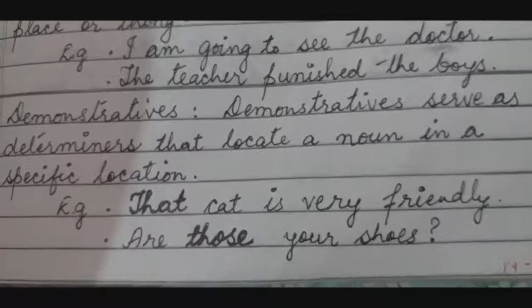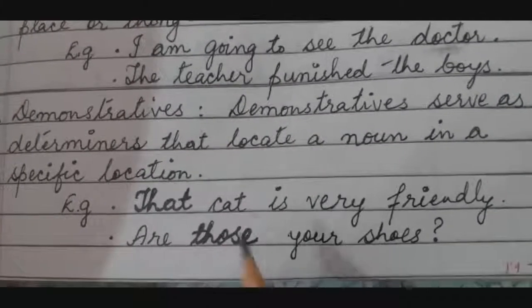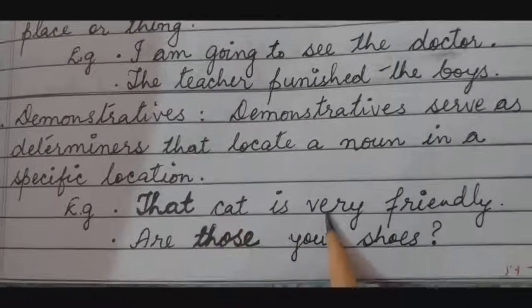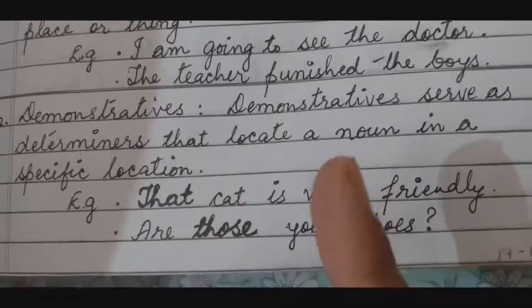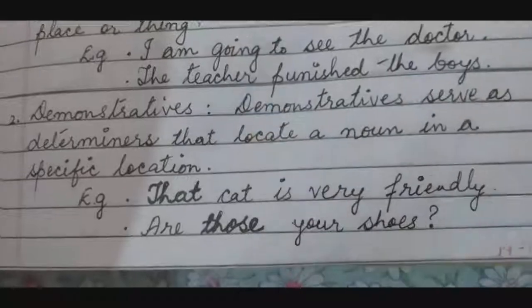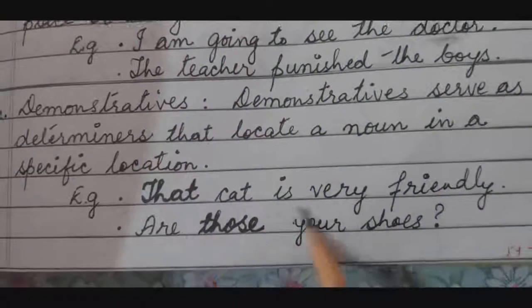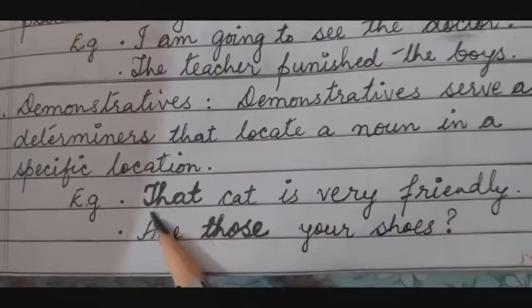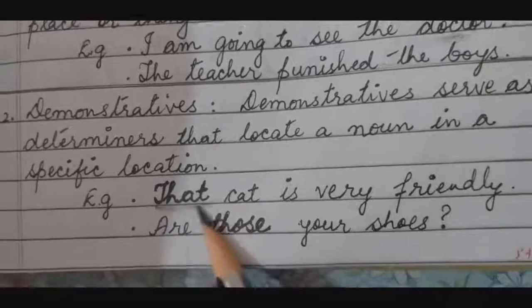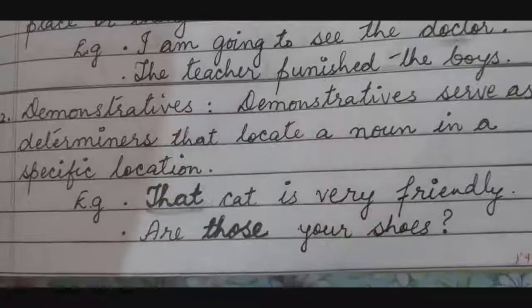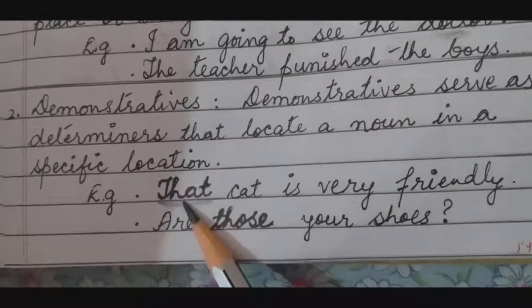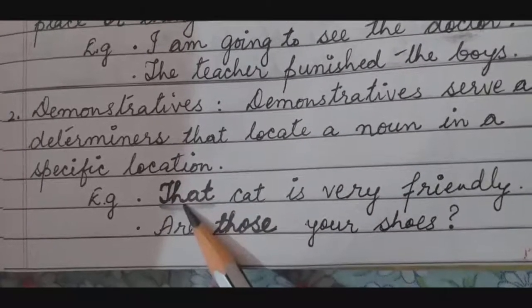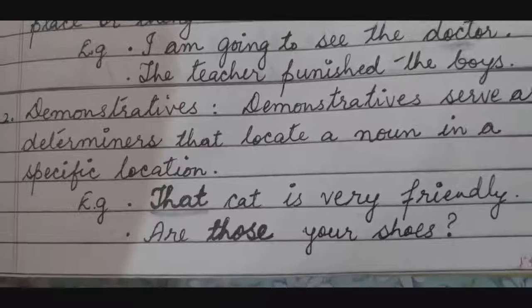Now see, example number 1: That cat is very friendly. Which cat? That cat. We can point and we can show that cat. That cat is very friendly. So that is a demonstrative. So here the word that is a demonstrative. Clear? Now example number 2.